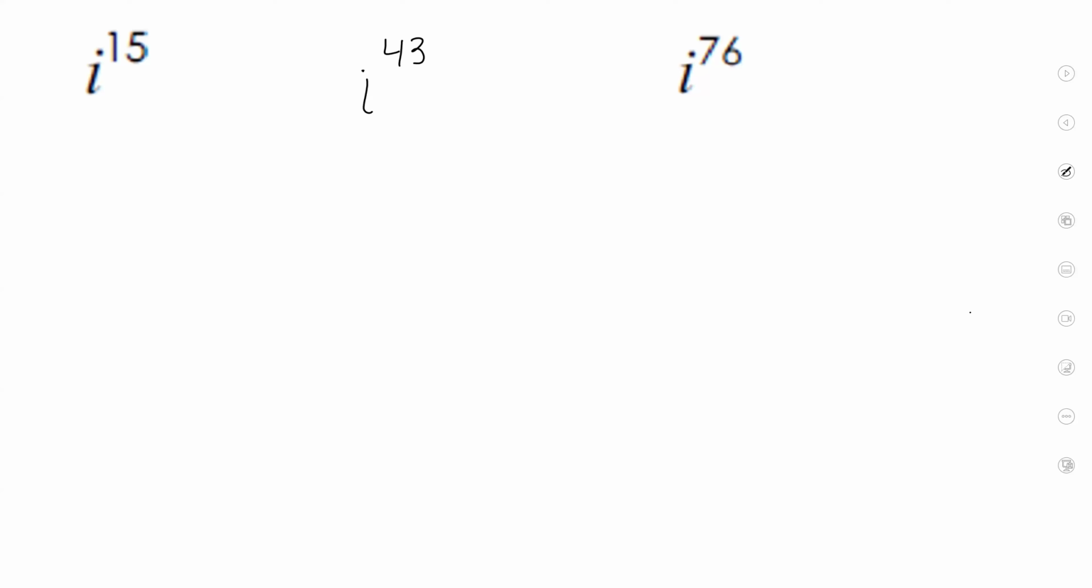Okay, so I to the 43. If we want to change this one, it'll be I squared. You want to get 43 or close to 43. So this will be what? 21. 2 times 21 is 42. So I need one extra I to make it 43.